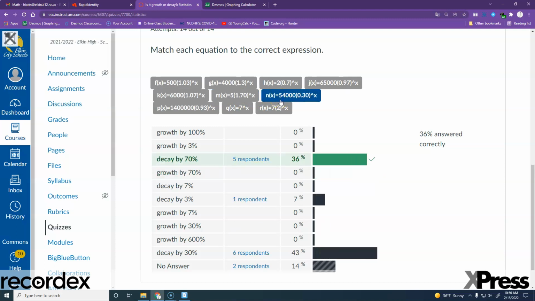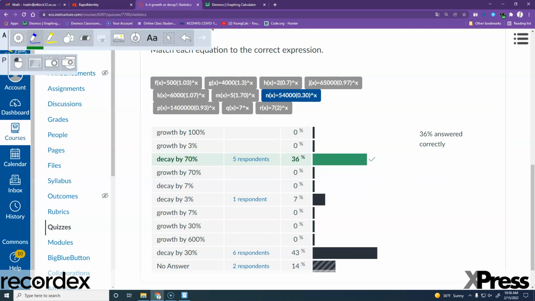Oh, we did horrible for N. So let me write this one up here. So you've got 0.3. You're going to subtract 1, which is going to give you negative 0.7. You're going to move that decimal place 2 places, and you're going to get 70%. Since that's negative, it's going to be decay.